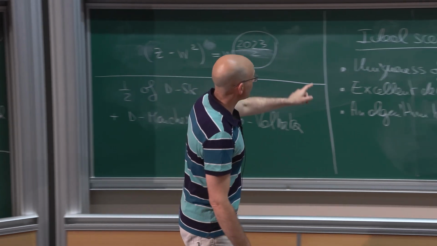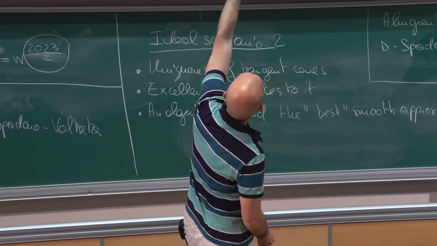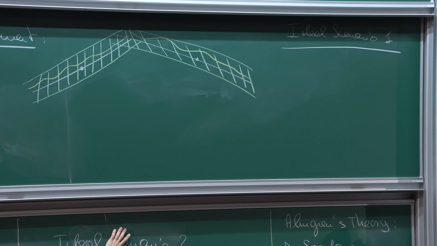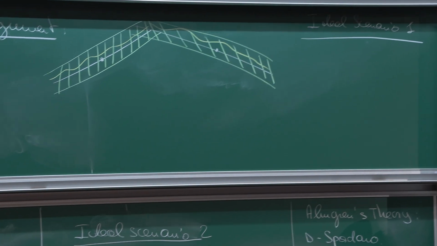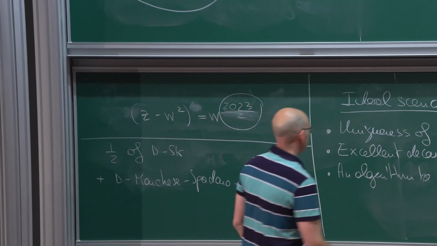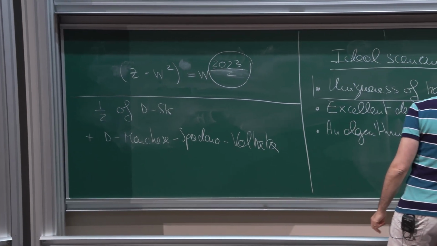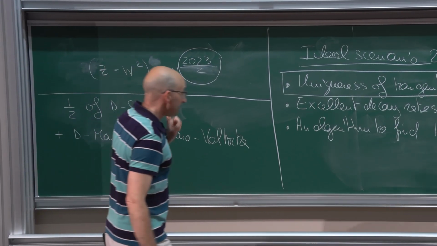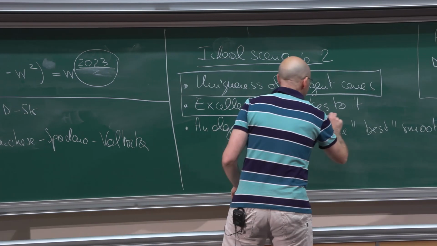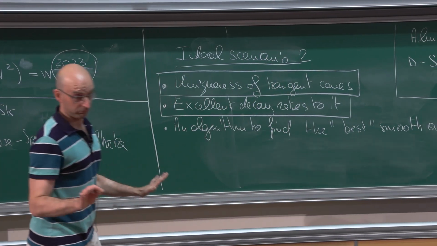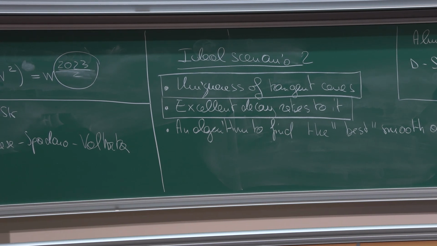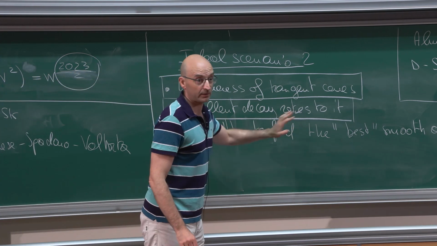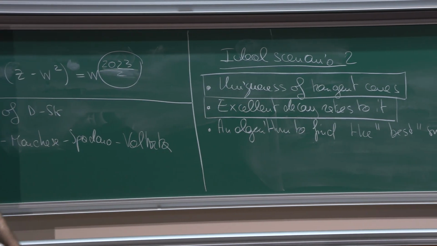Now, unfortunately, the ideal scenario 2 is wrong, as much as the ideal scenario 1 is wrong, for even more reasons. And that's the reason why this one is only half of the proof. So first of all, you don't have uniqueness of the tangent cones. Or better said, we don't know if there is uniqueness of tangent cones. Maybe there is. But certainly, having excellent decay rates to it is not true. There are just examples in which the decay rates are polynomial, but just a tiny bit polynomial, so they're certainly very far from being quadratic. Polynomial here means power law, right?